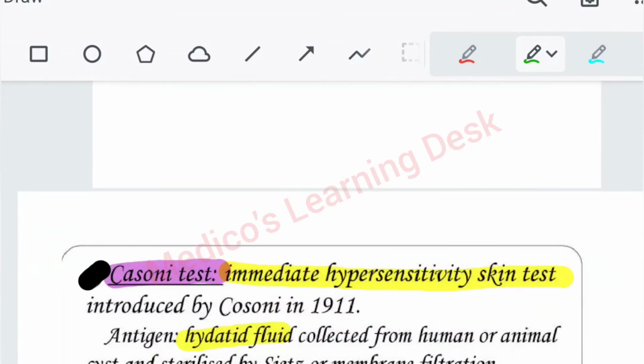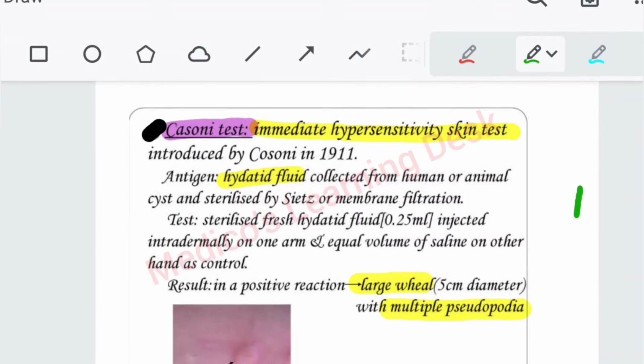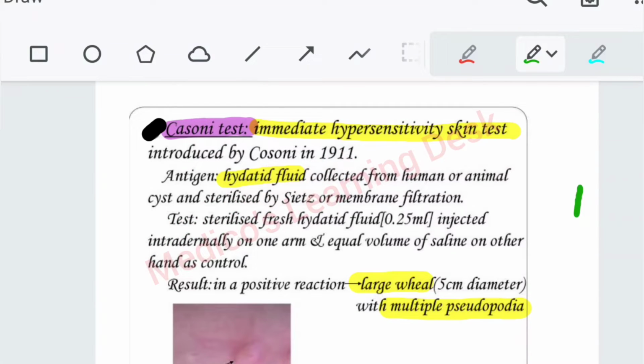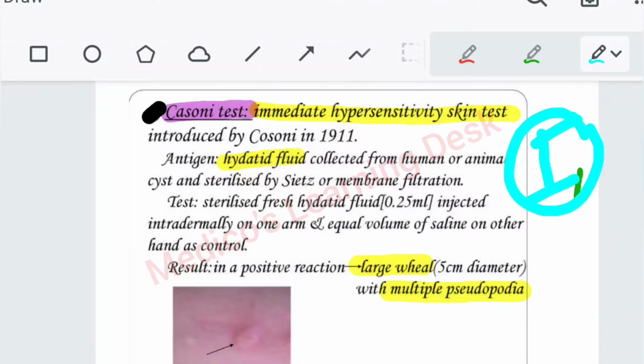Okay, now coming to Cassoni's test. This test is not used nowadays, but only for study purpose you need to remember this. Okay, so Cassoni's test falls under which group of hypersensitivity reaction? Type 1, right? Type 1.